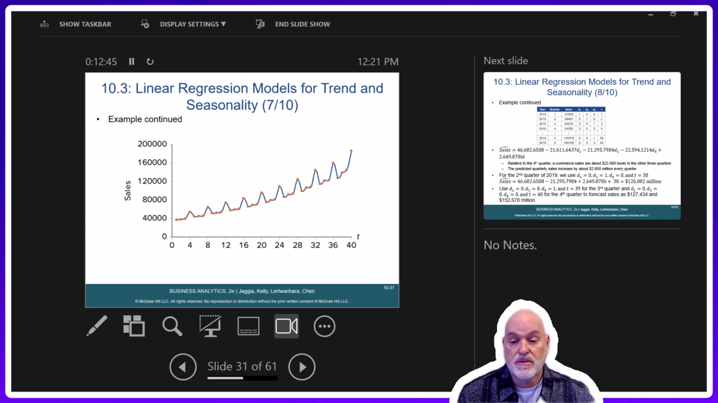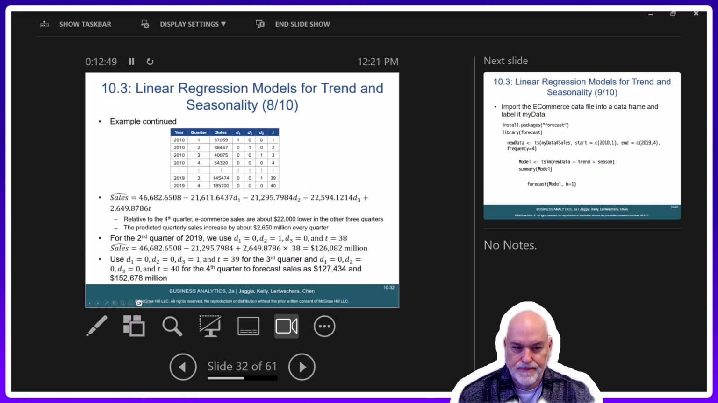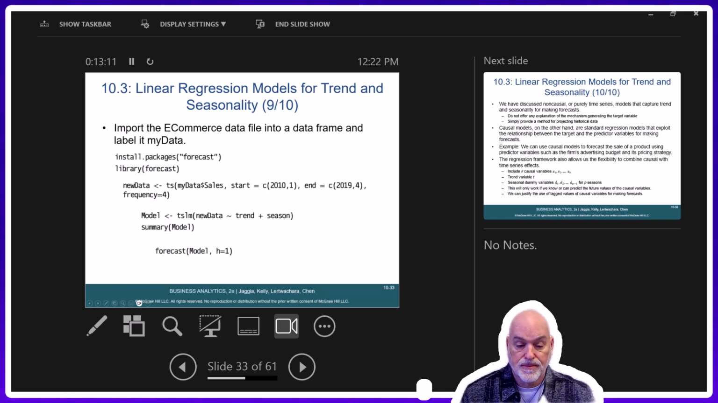And here's an example of the plotting of it. Do we see a trend? Here's the example, and these are the dummy variables and the time series. Here are the sales. Relative to the 4th quarter, e-commerce sales are about $22,000 million lower in the other 3 quarters. The predicted quarterly sales increase by about $2,650 million every quarter. Here's the formula we used. And this is for R, I think.